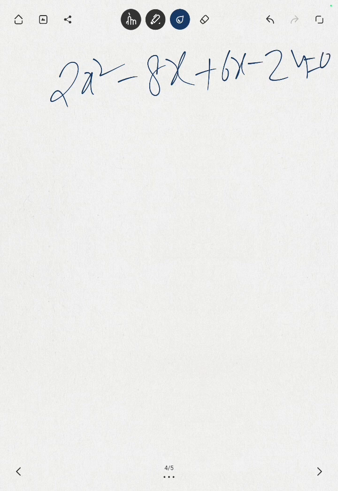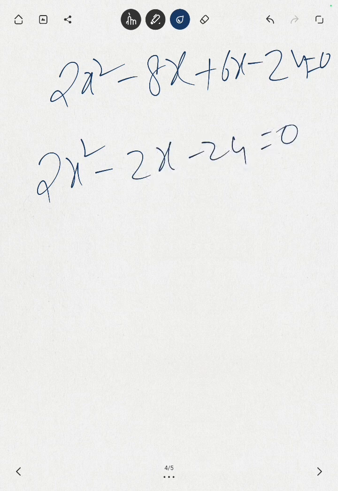What is the simplified form? There shouldn't be any like terms. What do you mean by like terms? Like terms are nothing but having the same variable with the same powers. So these are the like terms here, these two. So 2x square minus 2x minus 24 equals 0. And we have converted to standard form because the powers are in the descending order of the variables.